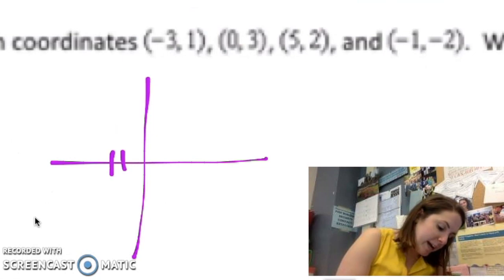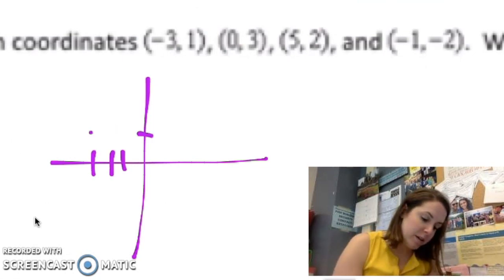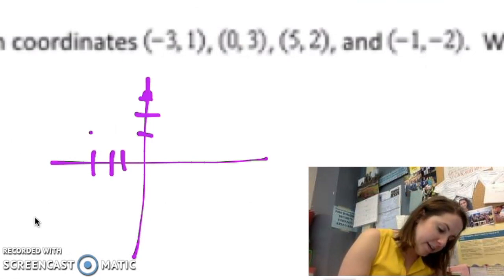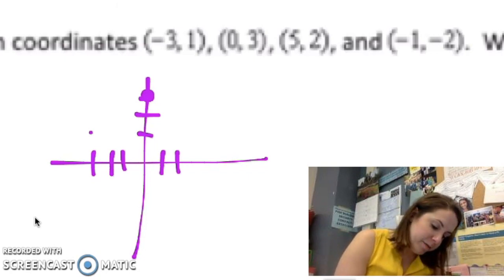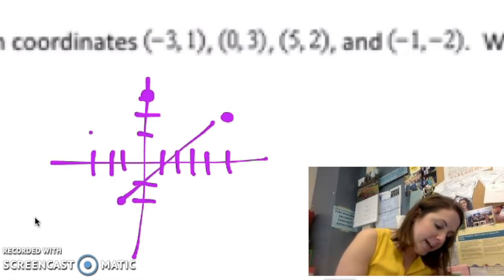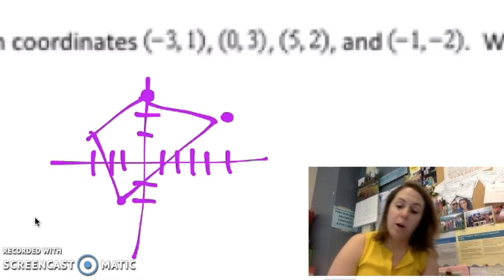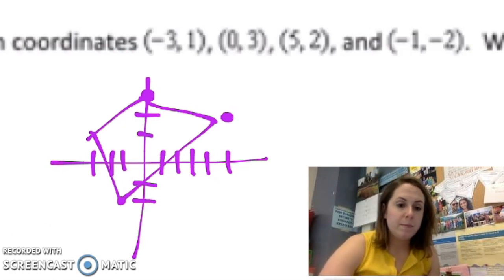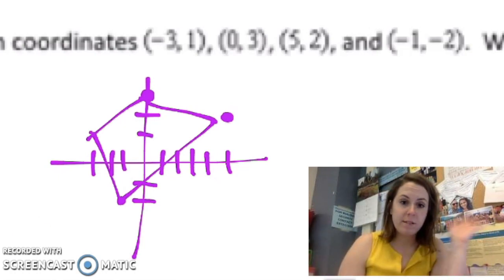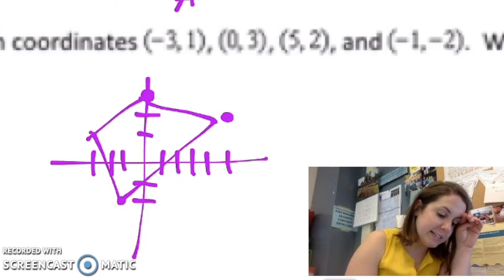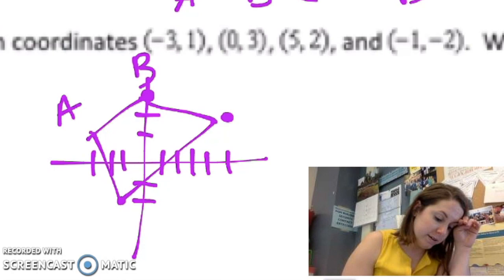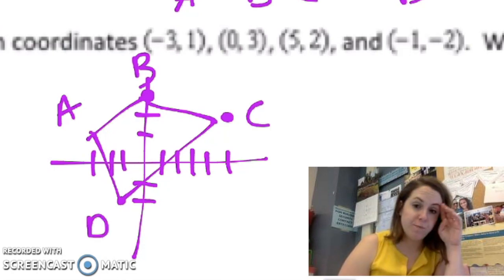So -3, 1 is here. 0, 3 is here. 5, 2 is here. And -1, -2 is here. So looking at this, I might just be able to tell what it is. But if I actually want to prove this, let's look at what I do. So let's say I call this A, this B, this C, and this D. So that's A, B, C, and D, right?